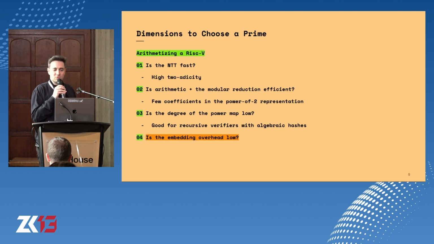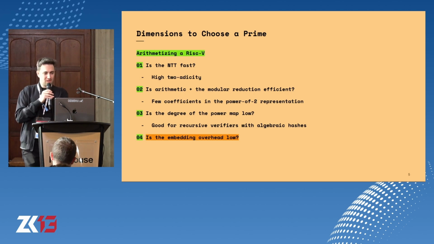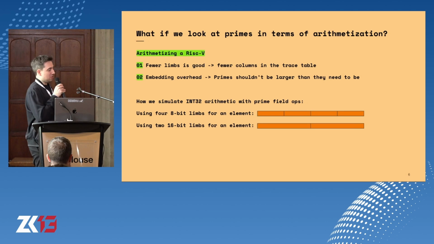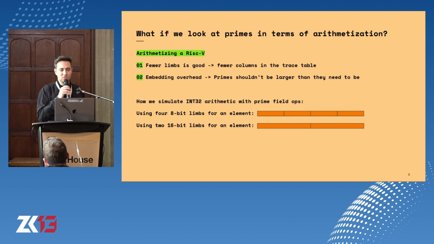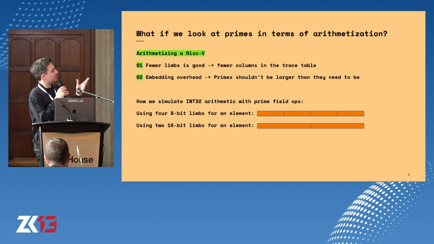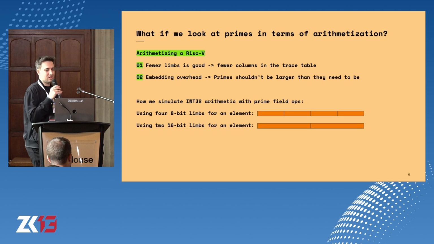And then as a bonus question, we can think about the embedding overhead or the arithmetization friendliness of a prime. And this is something the first part of the talk will actually focus on. So yeah, what does this mean actually? Very simple example. Of course, we want to have few limbs, like I said before, and we want to have an embedding overhead which is not too large. As a very simple example, let's focus on int32 simulation, which we do many times in zkVMs.